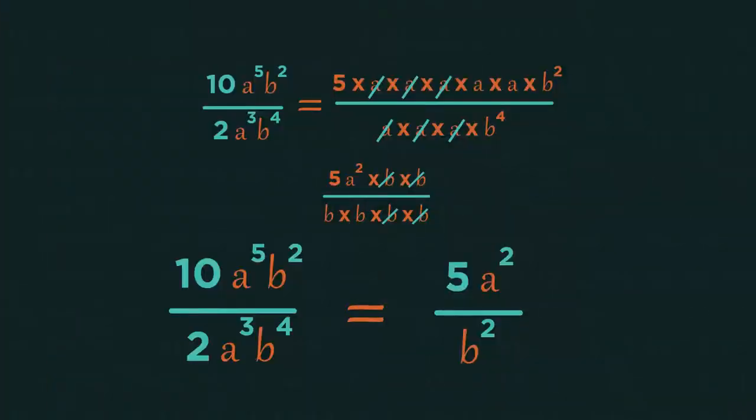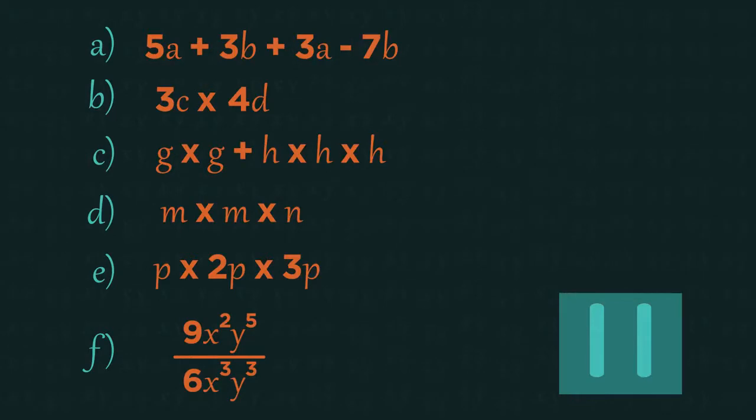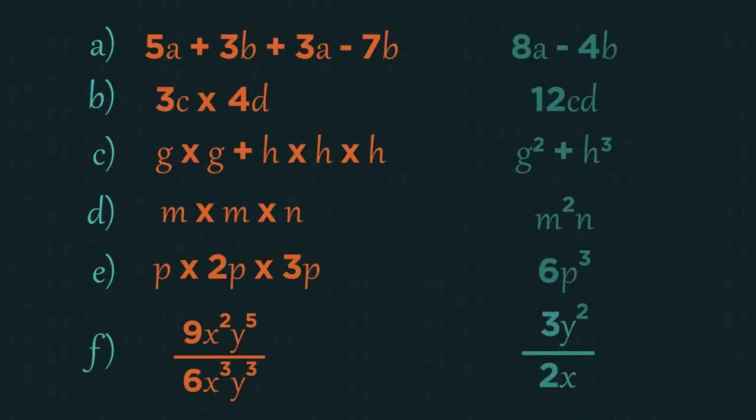You don't need to write out all of the letters every time. You can just look at the powers. So 5 subtract 3 leaves 2 on top, and 4 on the bottom subtract 2 leaves 2 on the bottom. So here's some questions for you to do. Pause the video, give them a go and click play when you're ready. How did you get on?